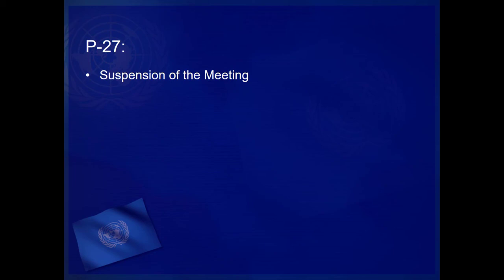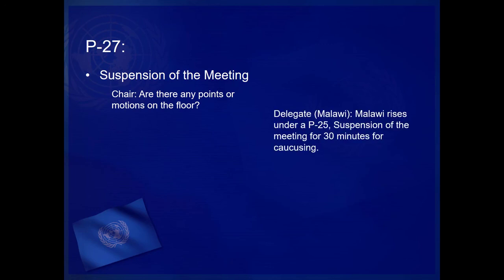Arguably, one of the most common rules used at conference will be the P27 Suspension of the meeting. This rule is used to suspend the rules of formal debate and move into an informal meeting, usually caucusing, in order to work on working papers and draft resolutions. A P27 must include the length of time the meeting will be suspended and the purpose of the suspension. Thus, after the chair asks if there are any points or motions on the floor, a delegate might rise under a P27 in order to propose a 30-minute suspension for the purpose of caucusing or a 1-hour suspension for lunch.